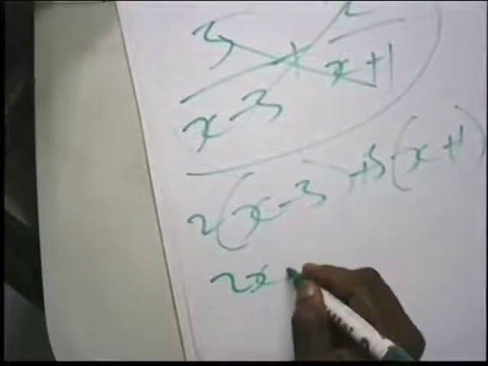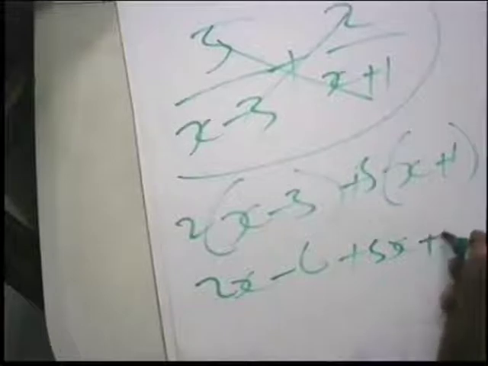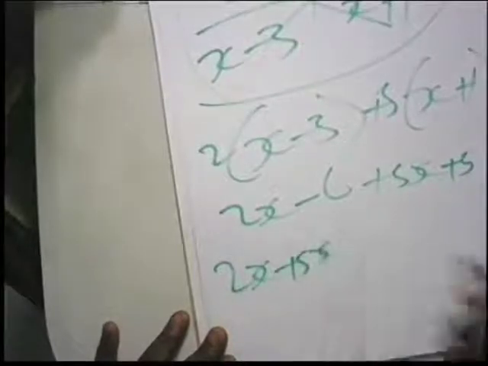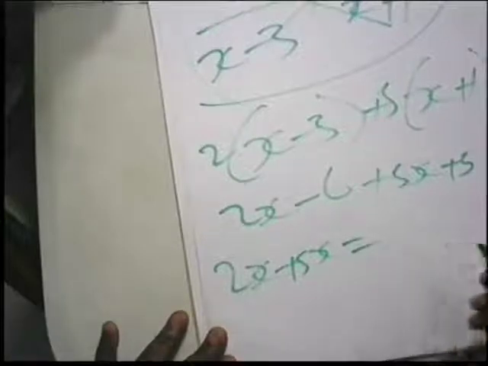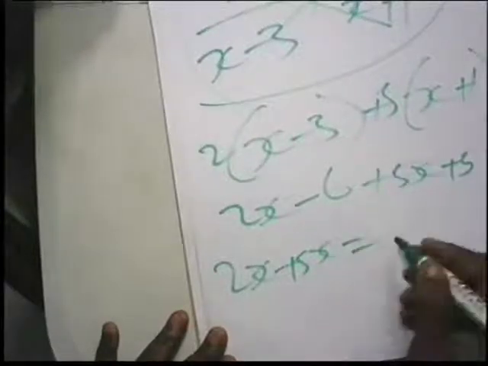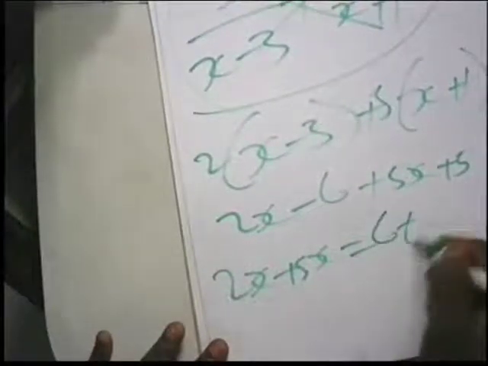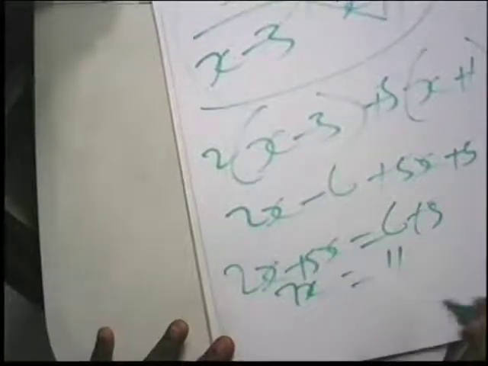Then we open the bracket: 2S minus 6 plus 5S plus 5. Collect the like terms. We say 2S plus 5S equals, when this one goes, minus 6 plus 5. Then 7S equals 11. Then from there you can continue.